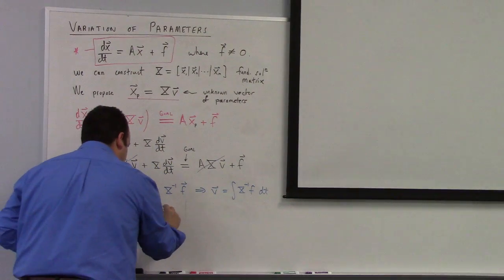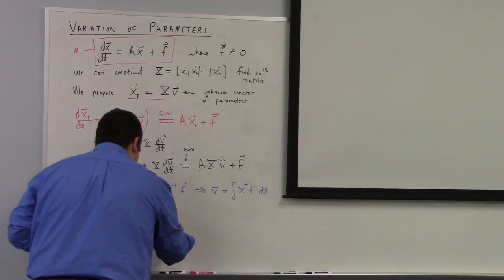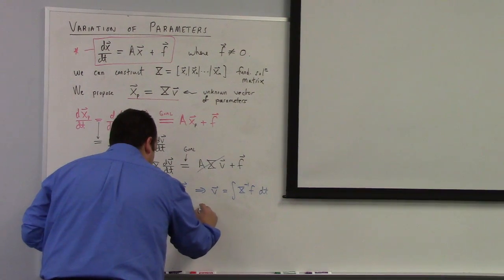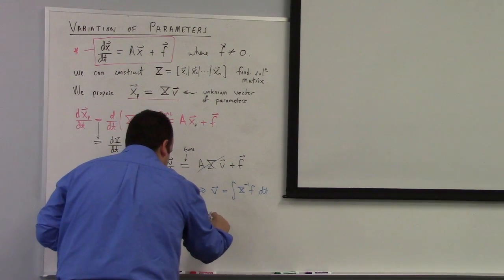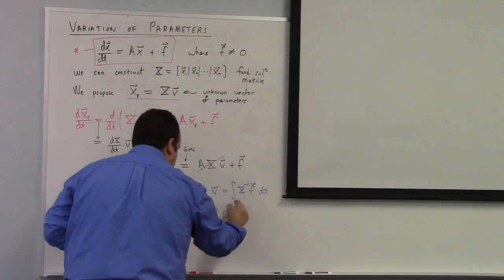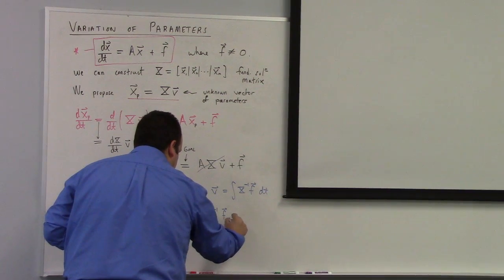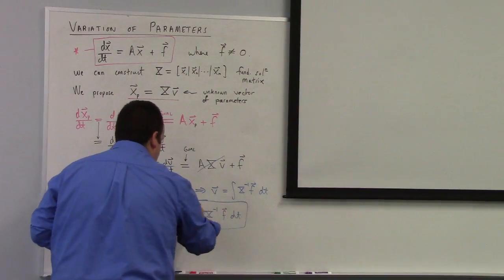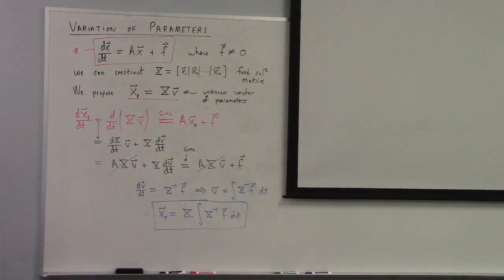So in total, the particular solution we can form from taking the fundamental solution matrix X and multiplying it by the integral of the inverse of the fundamental matrix times the inhomogeneous term, the forcing term, dt, and there you go. That is a prescription for how to calculate the particular solution for an inhomogeneous system. Just like that.